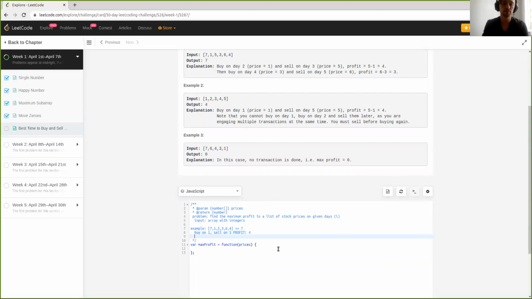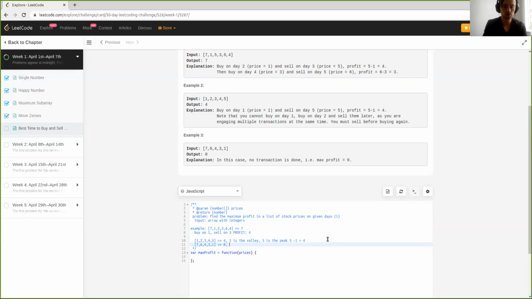Okay, that example makes sense. Let's look at another one. 1, 2, 3, 4, 5. This is going to be 4 because 1 is the valley, 5 is the peak, 5 minus 1 equals 4. That one makes a lot of sense. And we've got 7, 6, 4, 3, 1. That yields 0.